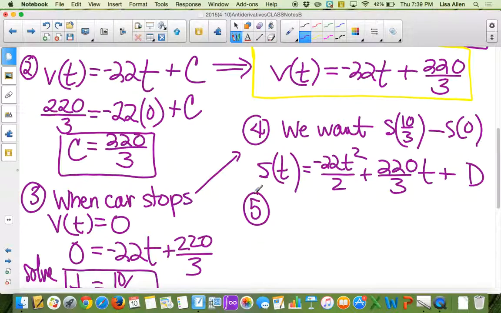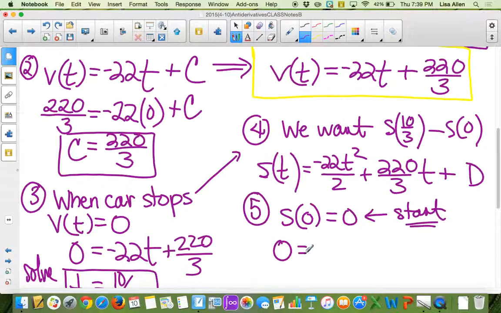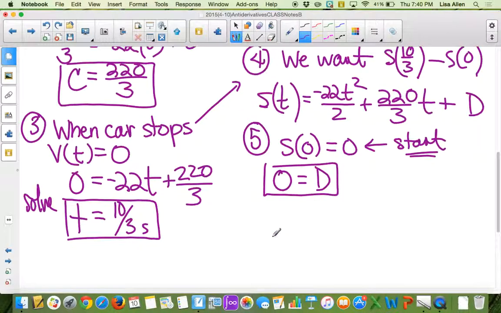We know what S of 0 is. S of 0 is equal to 0. So if I plug in, that's the initial distance, because remember, that's the start of this whole enchilada. So we've got 0 is equal to 0. The first term is going to be 0. The second term is going to be 0. So we know that d is equal to 0, because you just get 0 plus d is equal to 0. Therefore, d is equal to 0. So now we know S of t.